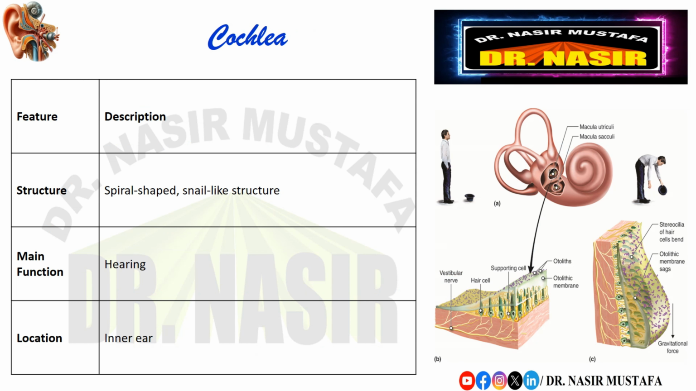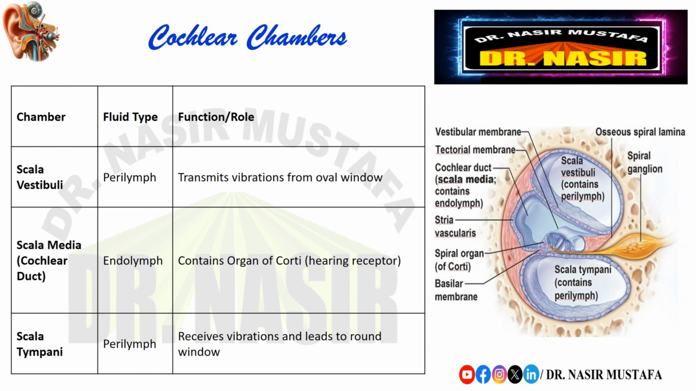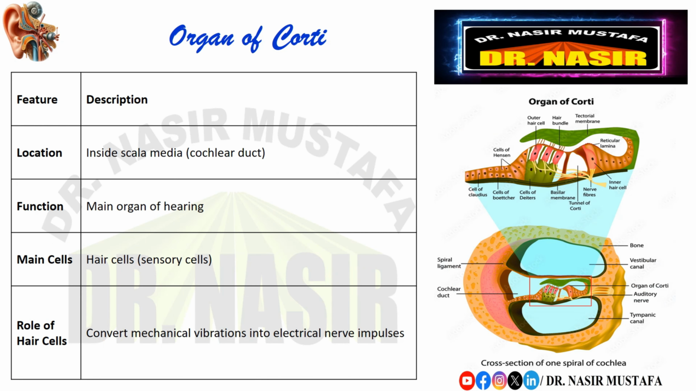Cochlea. The cochlea is a spiral-shaped, snail-like structure and is the main organ of hearing. The cochlea contains three fluid-filled chambers: the scala vestibuli, the scala media or cochlear duct, and the scala tympani. The scala vestibuli and scala tympani contain perilymph, while the scala media contains endolymph. Inside the cochlear duct is the organ of Corti, which is the organ of hearing.